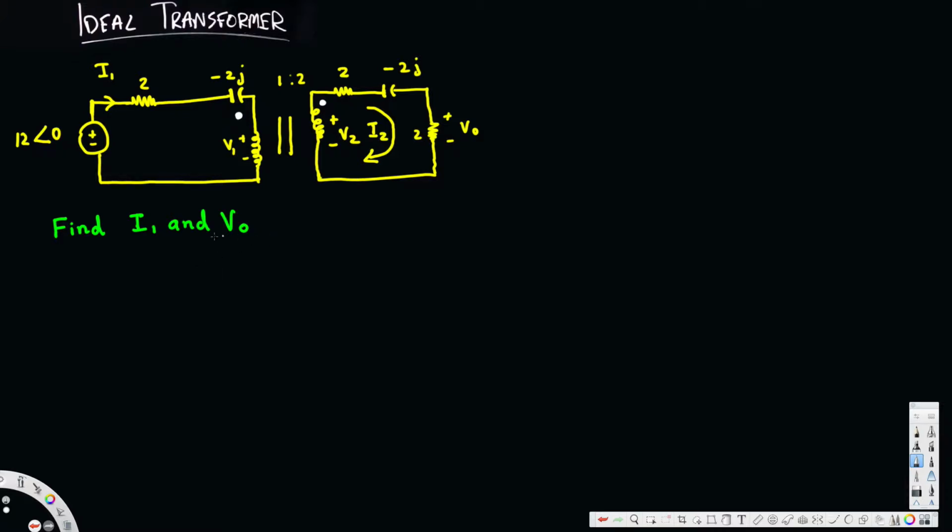Let's look at this problem right here. This question is asking to find I1 and V0. For V0 we can make a relationship directly. You can see the resistor across V0 is 2 and the current passing through it is I2. So we know that V is equal to I times R. So V0 is equal to I2 times 2, or we can just say 2I2.